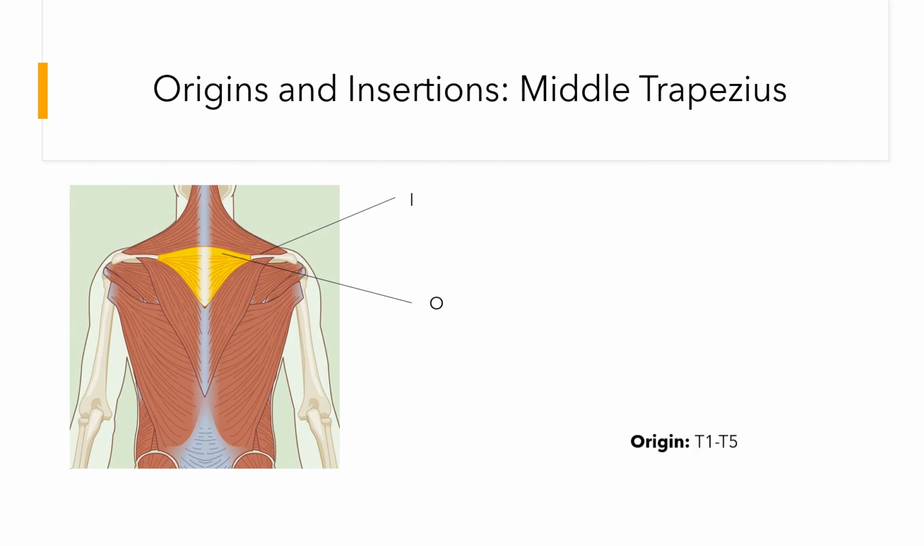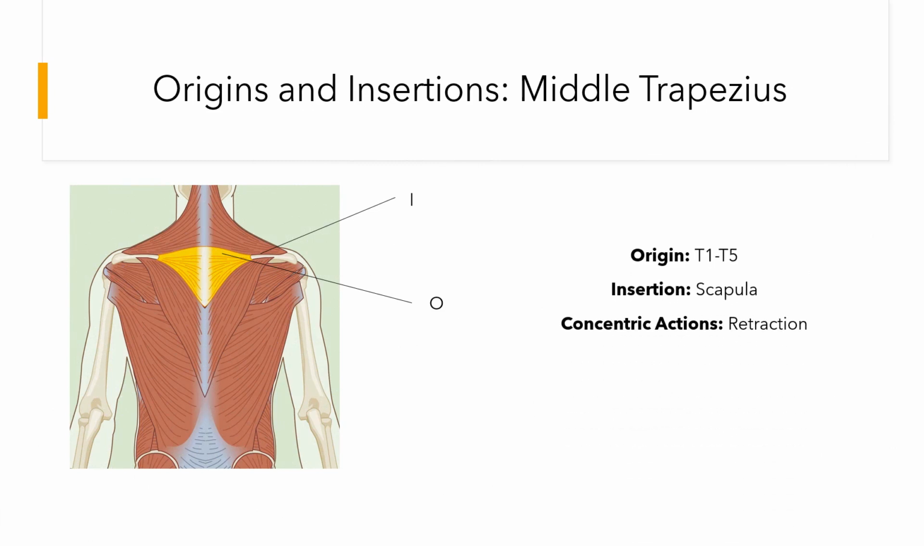The middle trap, just the middle part of the trapezius group, has a T1 to T5 origin and scapular insertion. So remember the 17 muscles that attach to the scapula. There's a bit of a bonus point: see if you can write them down as we go throughout all the lessons. See if you can get them. This is going to allow you to retract concentrically and protract eccentrically as well.